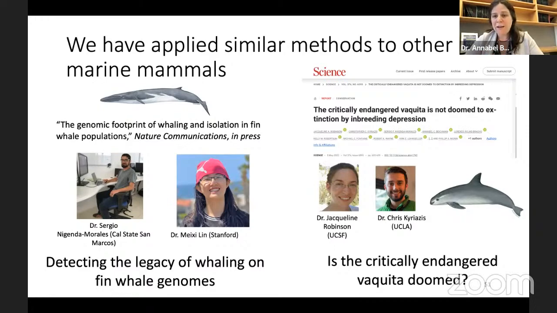My colleagues Jacqueline and Chris sequenced genomes of the vaquita porpoise. This is the most endangered marine mammal in the world. There's only about 12 of them left. And they tried to examine this question of whether vaquita are actually doomed genetically due to their small population size, or whether they could actually recover from this bottleneck that they're currently going through. So it's really great to see these methods used more broadly, to other marine mammals, to other species, and be applied more widely.